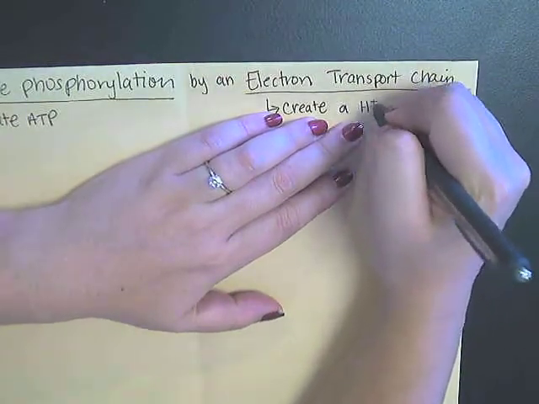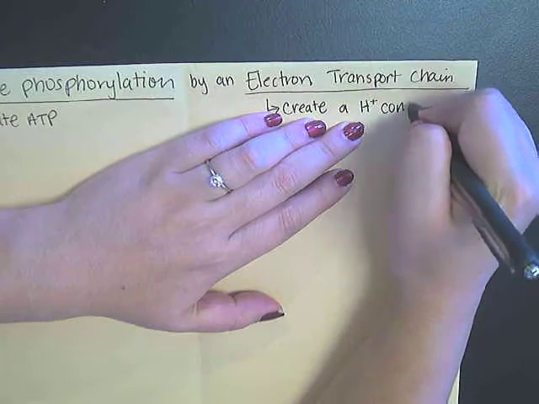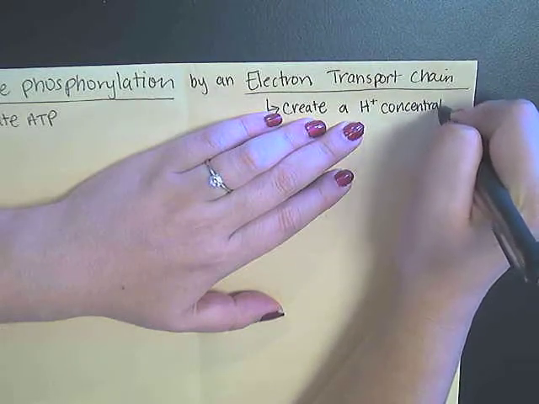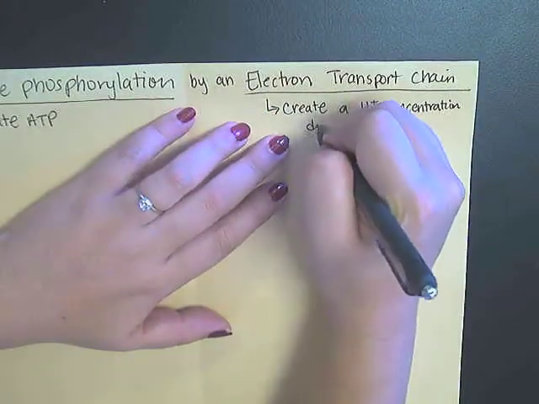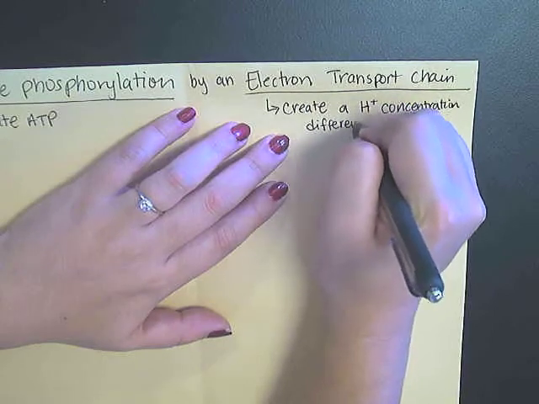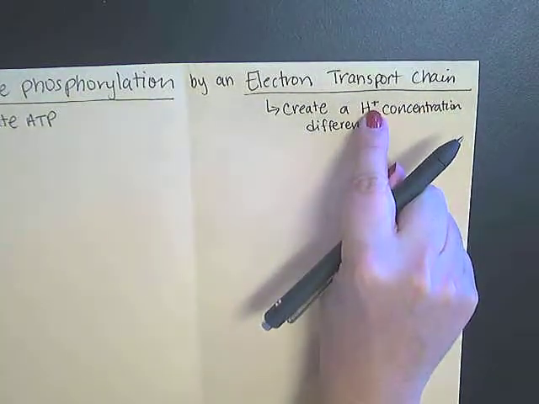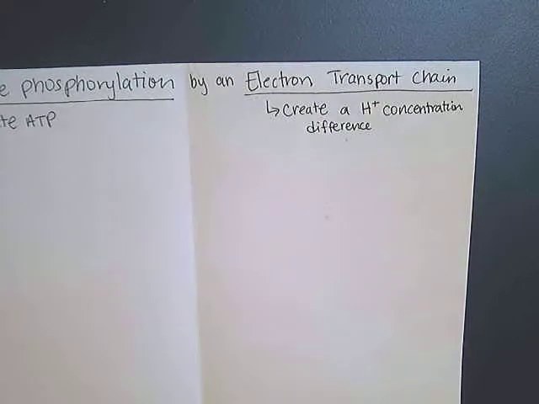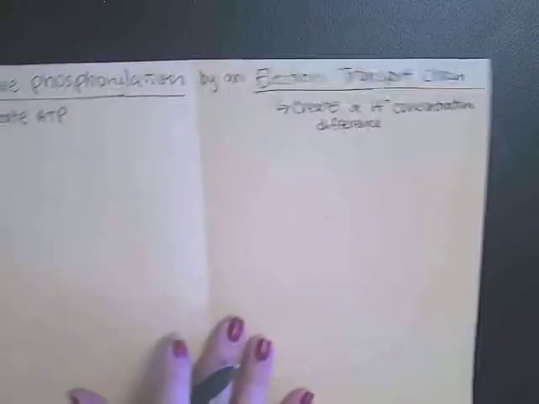So a hydrogen concentration difference. And remember, because hydrogen is polar, see that positive charge right there? Because hydrogen is polar, it's not going to be able to cross the phospholipid bilayer due to the hydrophobic tails in the bilayer.